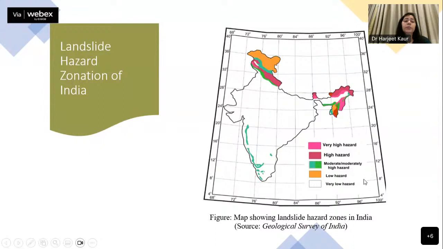So basically our country India has the highest range of mountains. We know that we have the Himalayas, which is formed due to the collision of the Eurasian and Indian plates, and the northward movement of the Indian plate, like this way you can see, towards the China side.